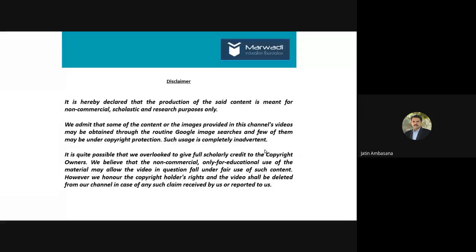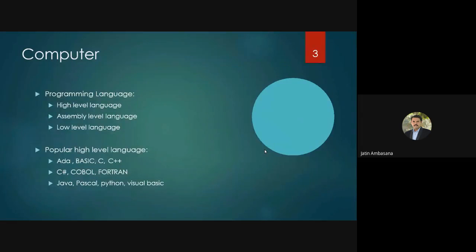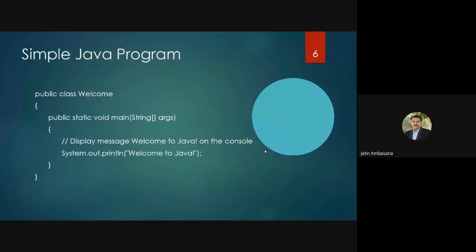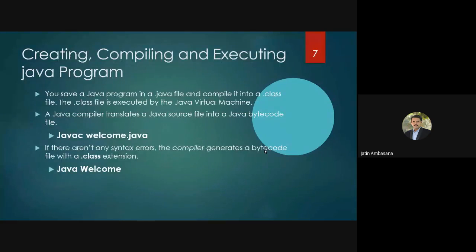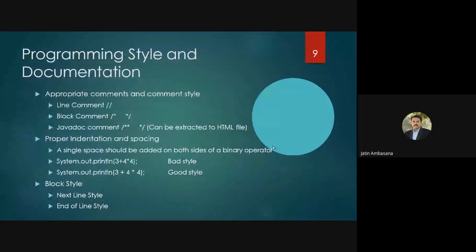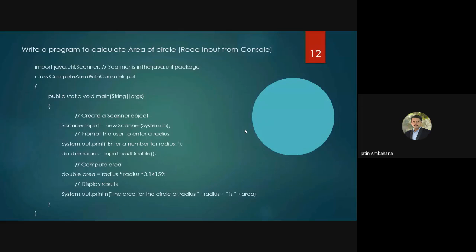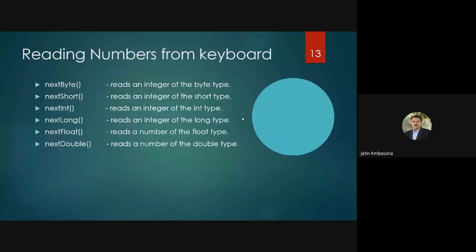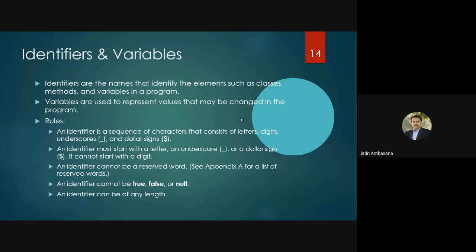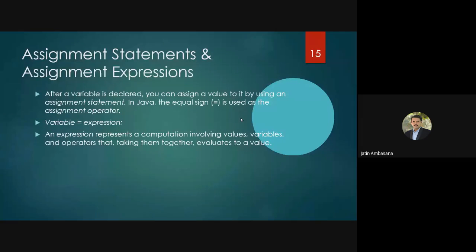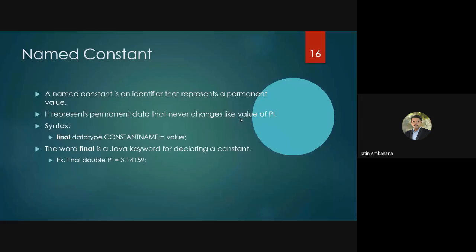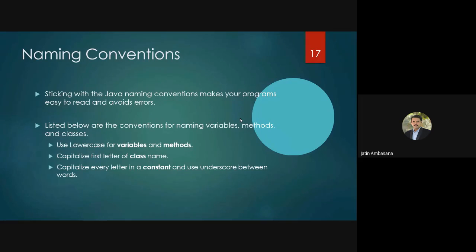Okay, so let's start with today's session. We have already seen various things. We started with simple Java programming, then we saw different programming styles, errors and programs. Then we saw how to read input, specifically numbers, from the keyboard. Then we saw what identifiers and variables are, how to use assignment expressions, how to declare named constants and use them, and what the different naming conventions are.